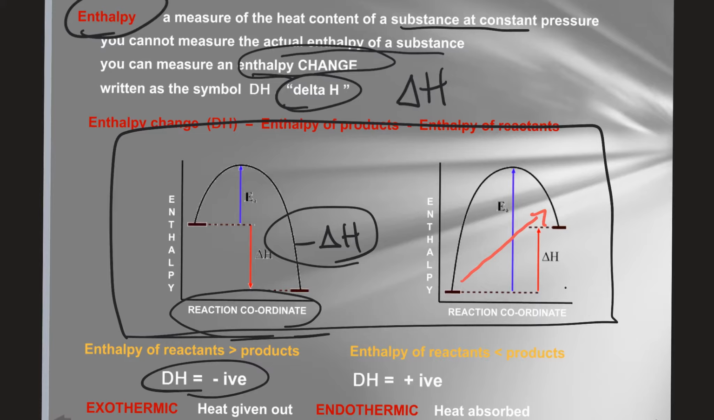So delta H will be positive. Anytime you see a negative delta H, it's an exothermic process. If you see a positive delta H, it's going to be an endothermic process.